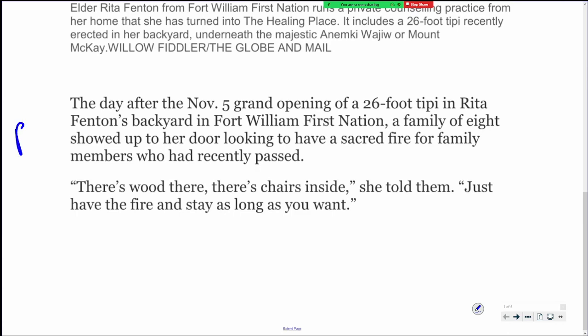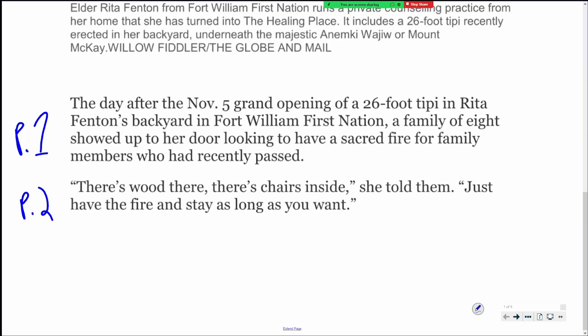Alright, so I'm just going to go P1 for paragraph 1, P2 for paragraph 2, and so on. Paragraph 1. The day after the November 5th grand opening of a 26-foot teepee in Rita Fenton's backyard in Fort William First Nation, a family of 8 showed up to her door looking to have a sacred fire for family members who had recently passed. "There's wood there, there's chairs inside," she told them. "Just have the fire and stay as long as you want."